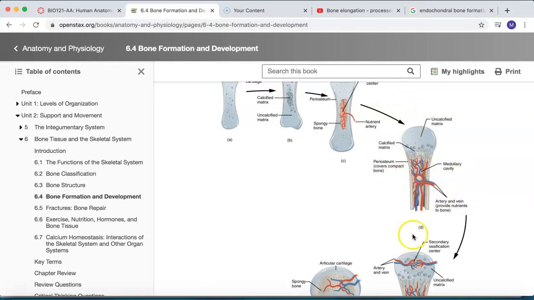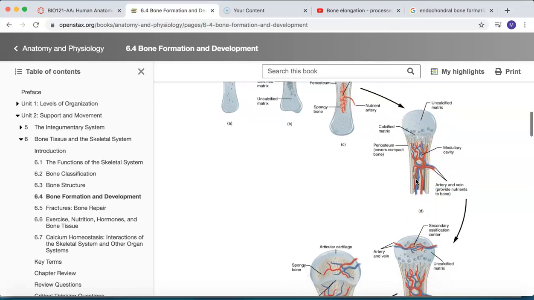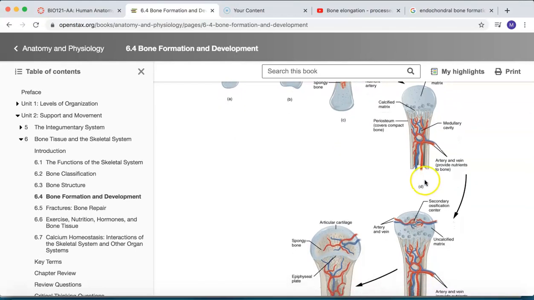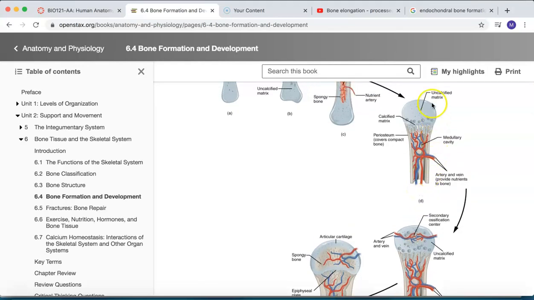Bones also will lengthen, and that is going to be taken care of by a different process. And I want to briefly introduce the rest of that process to you and then point you to another video as well. So as we move here from the illustration listed as D, I want you to notice before we do that, up in the epiphysis of the bone, that's the end of the bone, that you still have uncalcified matrix. This is still hyaline cartilage up here.